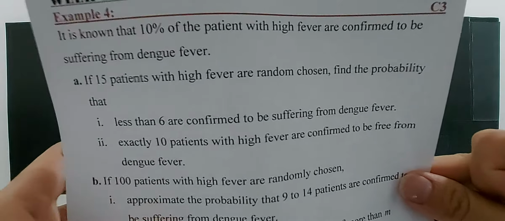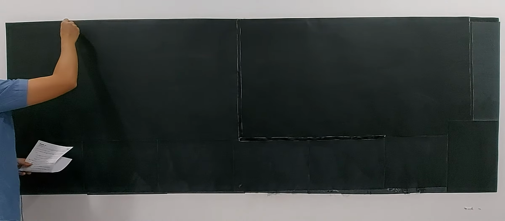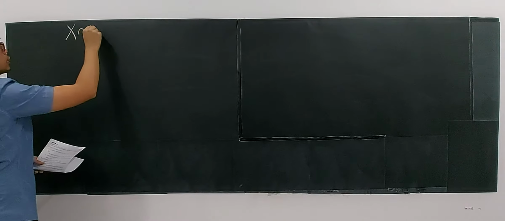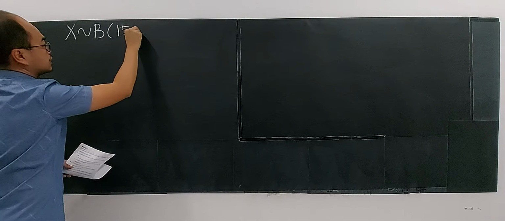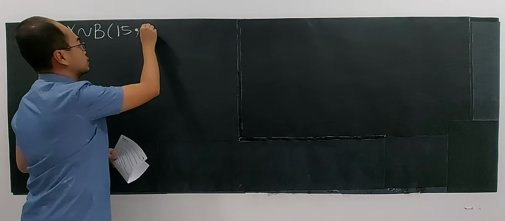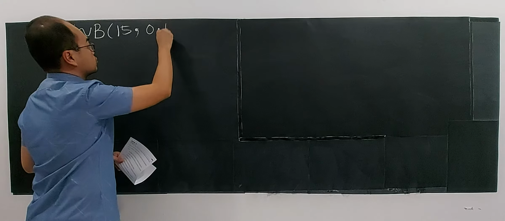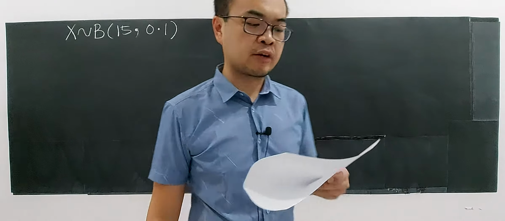So this is a binomial distribution, right? It's a binomial distribution, in which there is a number of patients. So you can know that there is a sample of 15 here, and 10% of the patients with high fever are confirmed suffering from dengue fever. 10% corresponds to 0.1, which is 10 divided by 100.